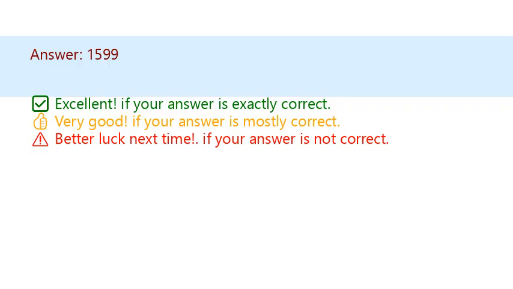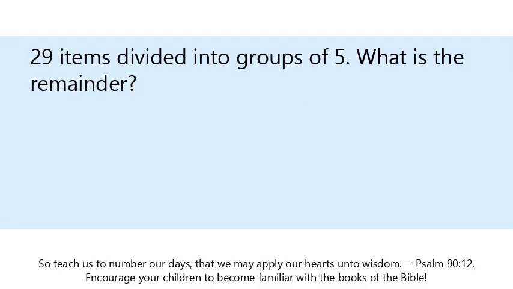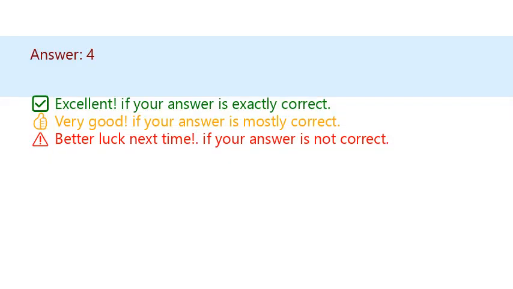Answer, 1,599. 29 items divided into groups of 5. What is the remainder? Answer, 4.